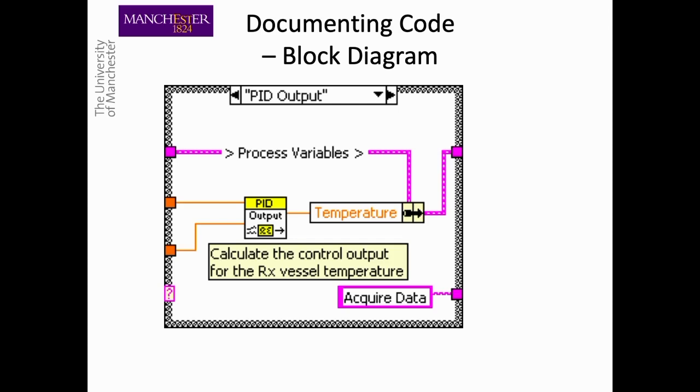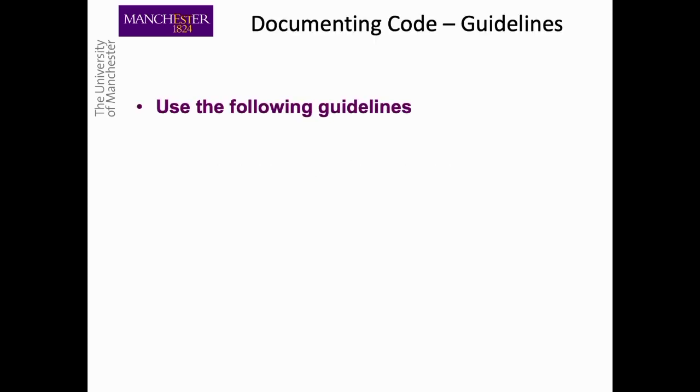Documenting code, so here are some examples. You can also label wires. You can right-click on the wire and give it a label to show what data is within that, so you can explain what the contents are. And you can use the labeling tool to place free text from the functions palette, as we can see here. Here, this is labeling a wire, and this is an example of some text to explain what's happening in this code. And we can go through that.